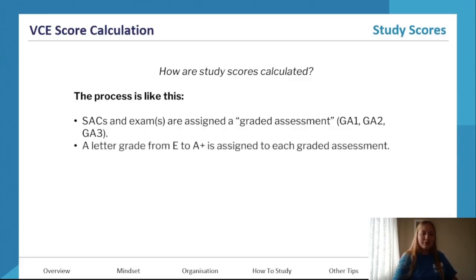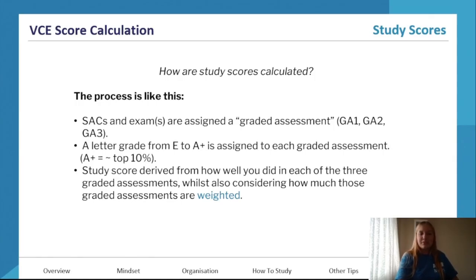So for example, a letter grade from E to A plus is assigned to each graded assessment, including your SACs and your exam. We just looked at that in that grade distribution. So hopefully that makes a lot of sense for you guys. A plus indicates that we're about in the top 10% of students. Now, this is still a big range, as we've talked about.